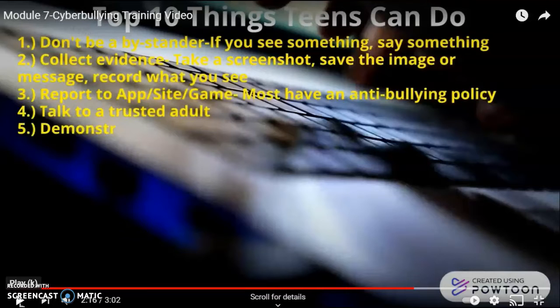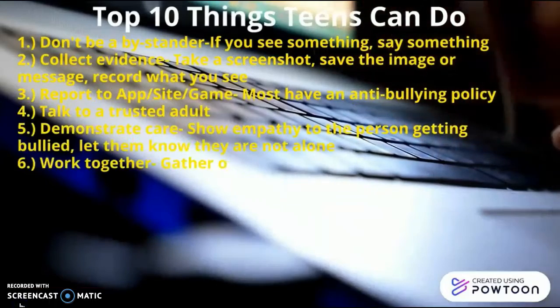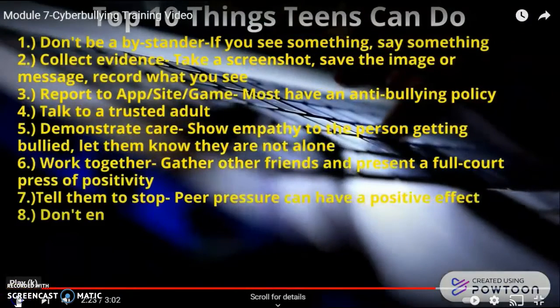Number 4, they can talk to a trusted adult. Number 5, also demonstrate care. Show empathy to the person getting bullied. Let them know that they're not alone. Number 6, work together. Gather other friends and present a full court press of positivity.